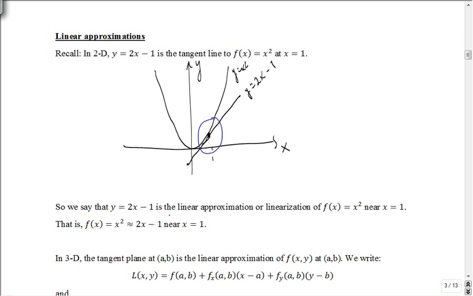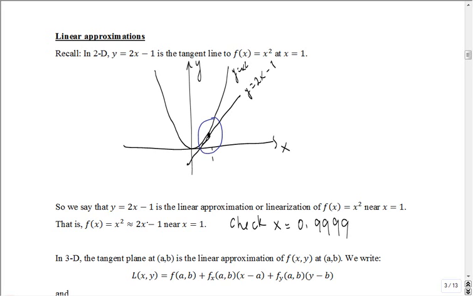So why don't you do that? Take your calculator, check. When x is 0.9999, tell me what is x squared? What do you get? Square this, what do you get? 0.9999998. Now take this, multiply it by 2 and subtract 1. What do you get? They should be almost the same. 0.9998. They're almost the same, aren't they? Right. Okay, so that is what linear approximation means.